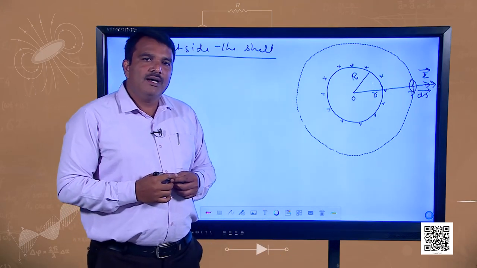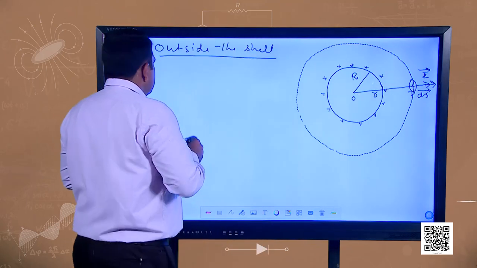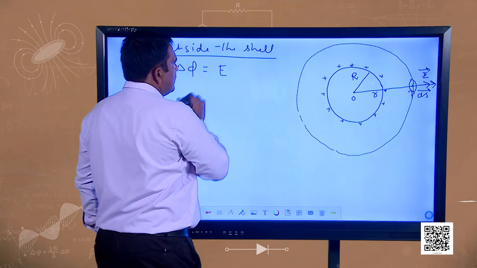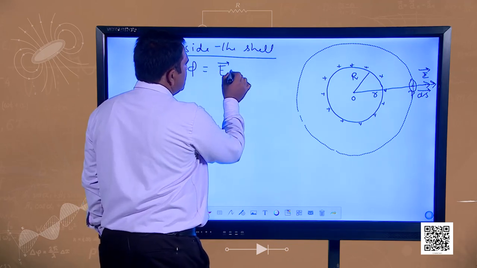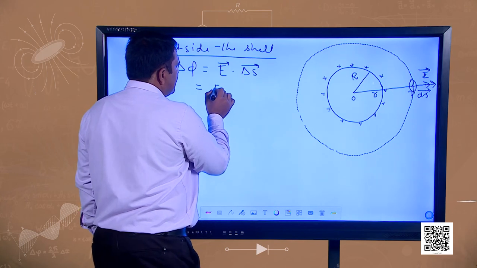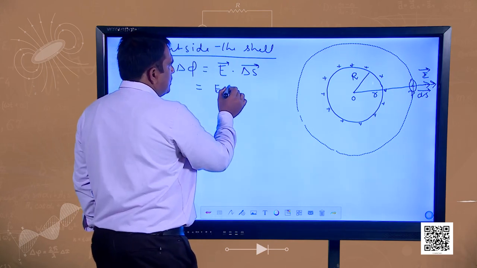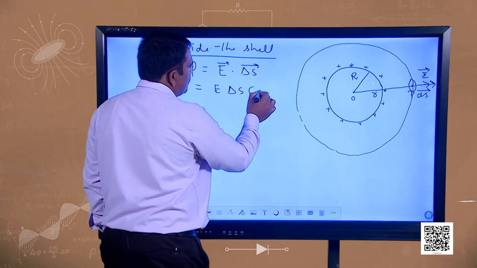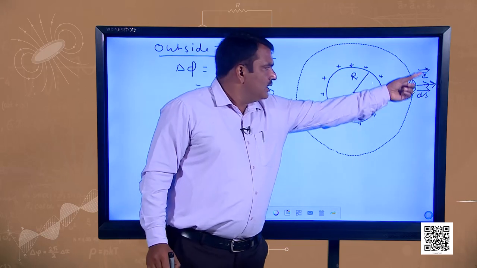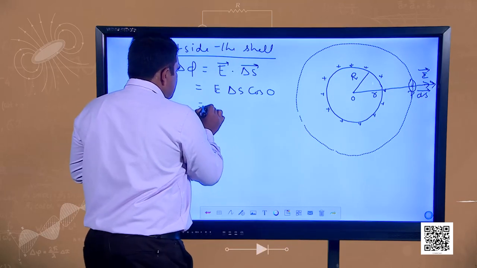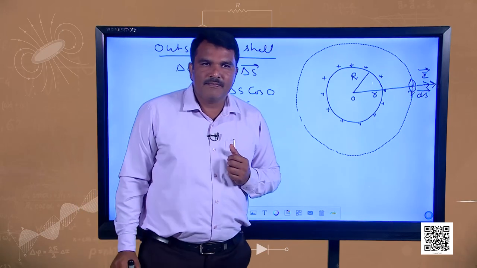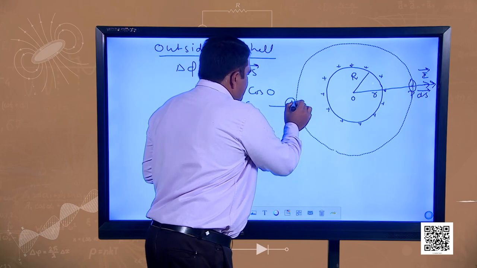Now, flux through the area element delta S, you can call it delta phi, it should be E dot delta S, and we can write it as mod E mod delta S cos 0. As the angle between electric field and area element is always 0 throughout the Gaussian surface, the small flux passing through this small area element delta S will be E delta S. Let us give it equation number 1.